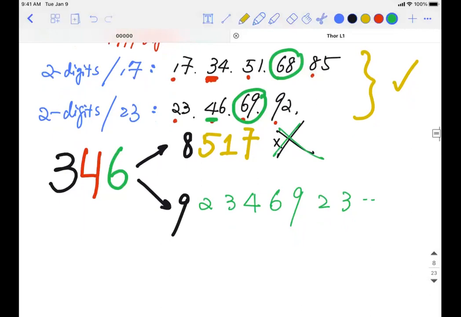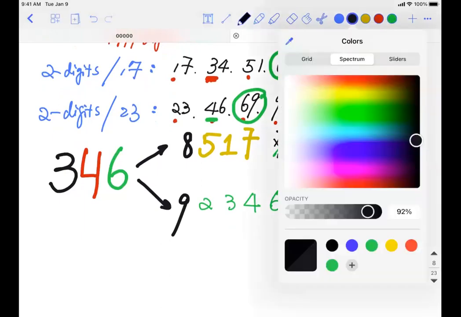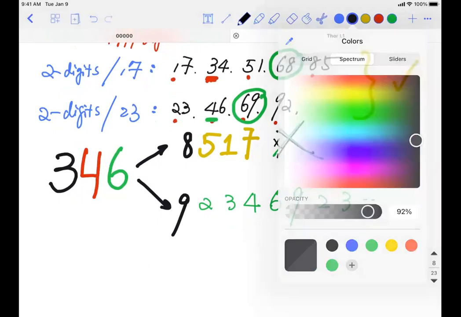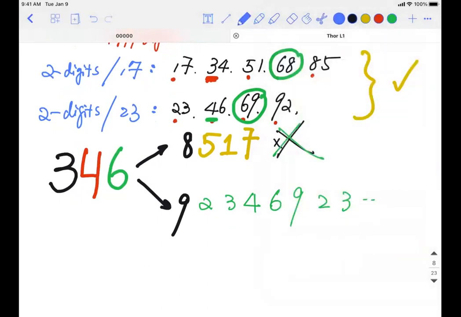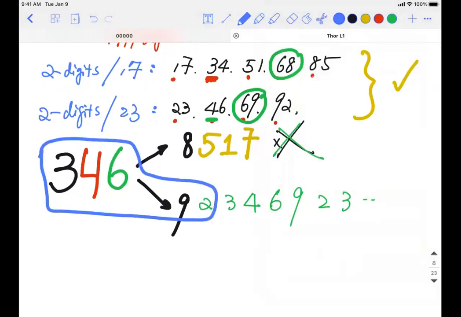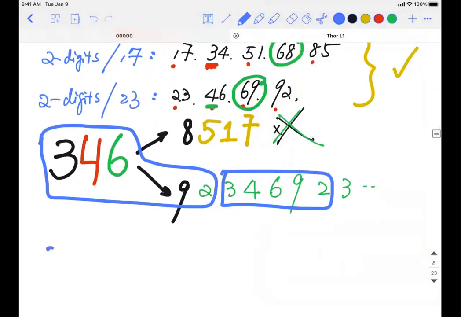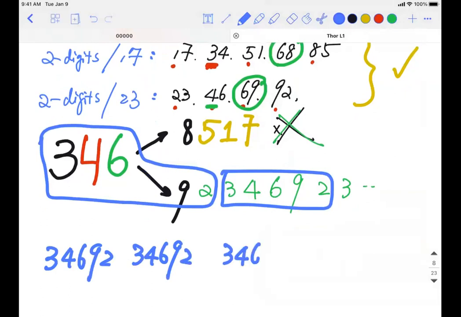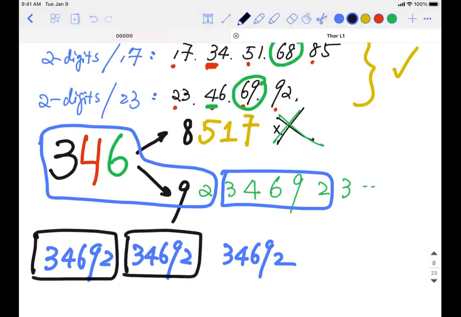So that being said, let's have a quick look at it. That's going to be what? Change the color maybe to blue. Okay, so that being said, as long as you choose 9, this is going to be like a cyclic, right? 3, 4, 6, 9, 2. 3, 4, 6, 9, 2. So this number would go like this, repeating 3, 4, 6, 9, 2. So every 5 digits, you got a cycle, right?